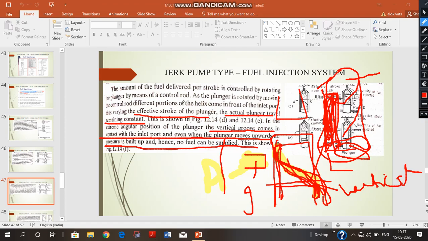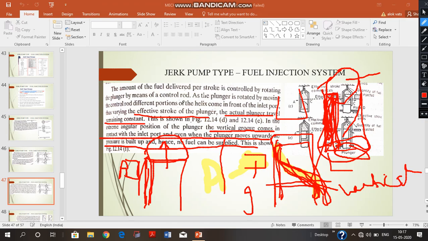So when this vertical slot comes in contact with this inlet port, I am drawing it in this fashion so that we may be able to understand. This is the vertical slot, and when this vertical slot comes in contact with this inlet port, there is no fuel delivery, because there is no pressure built up.